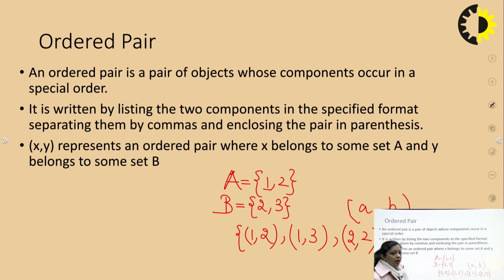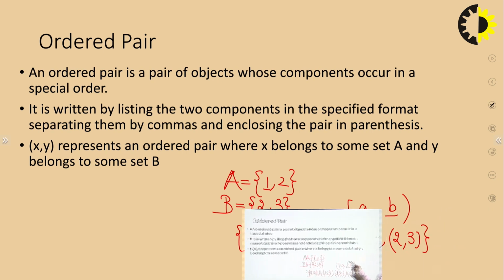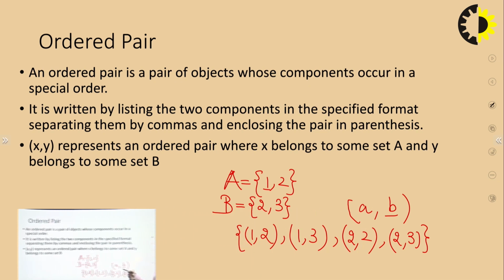So what I have tried to do is list down all the ordered pairs such that the first element belongs to set capital A and the second element belongs to set capital B. So I can say that all these are ordered pairs which belong to set A and set B. If I go to the properties of my ordered pair, an ordered pair is basically a pair of objects whose components occur in a specific order, and for this particular case the order has to be from set A the first element, and the second element from set B.